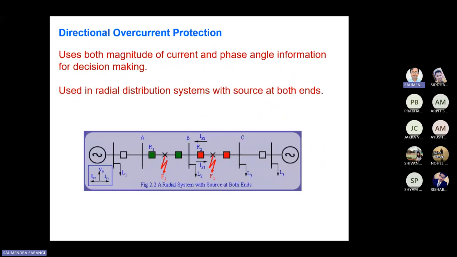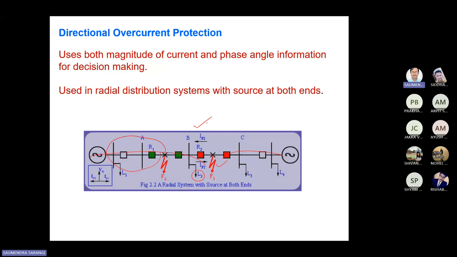Now, on the other side, this is a system where we have sources on both sides. It is also a radial system, but with sources from both sides. Whenever a fault occurs here, we can disconnect this faulty section from this source, and the bus connected to load L2 can be supplied from this side. If the fault occurs at LF1, we can supply the current to bus B from the other side. For that reason, we have improved the reliability.